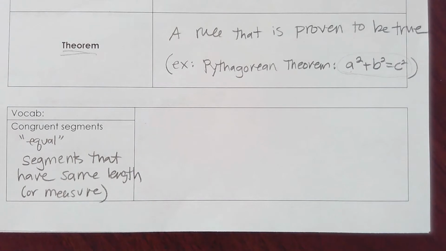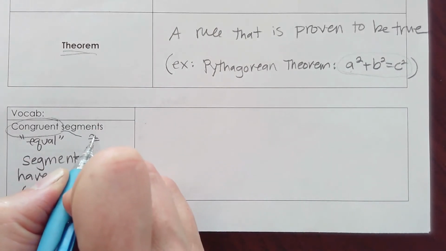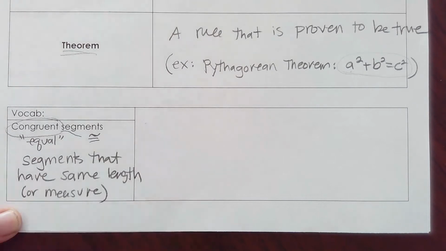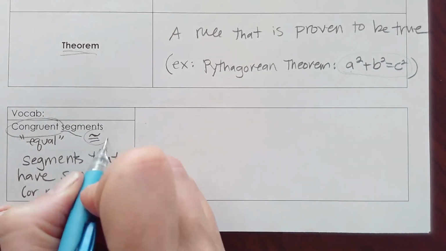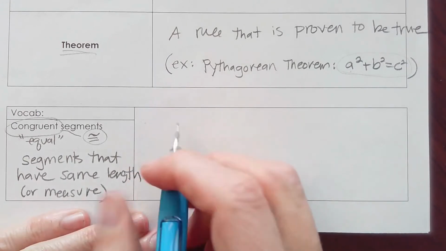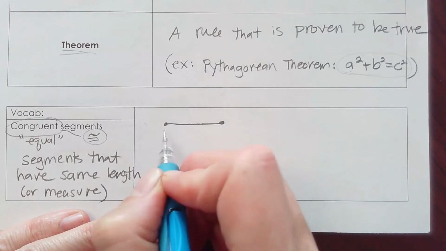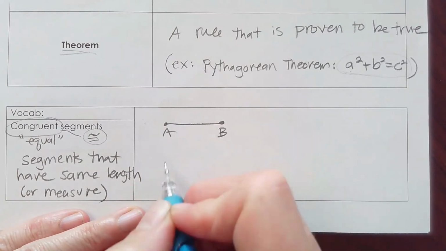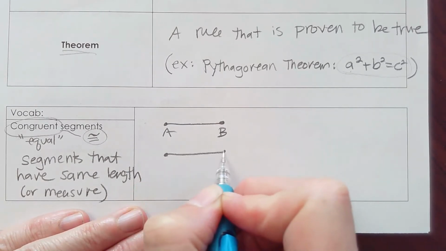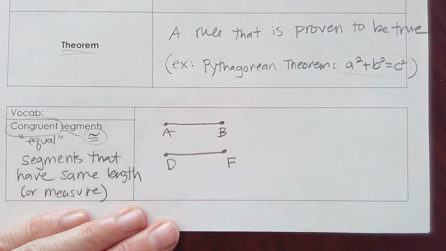All right, and there's a symbol for congruence. It's an equal sign with a little squiggle over the top, called a tilde, I guess, but this is the new symbol. We'll draw a few pictures over here. Let's go ahead and draw segment AB and segment DF.